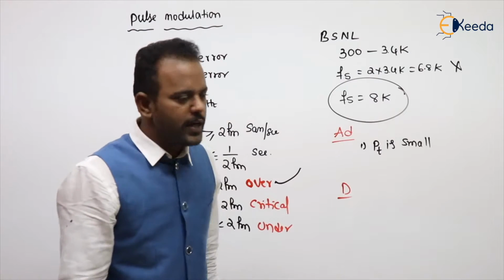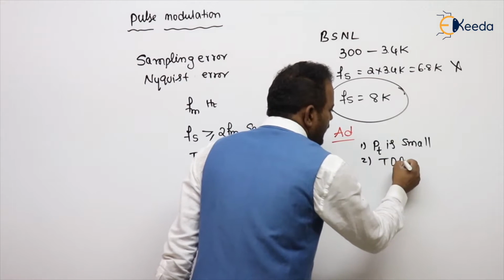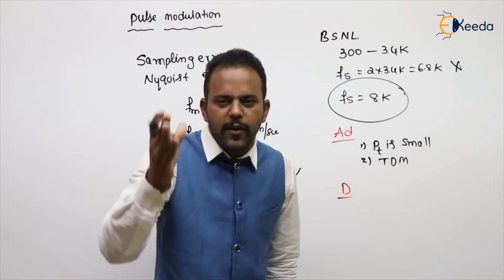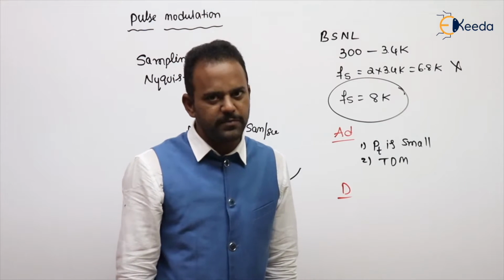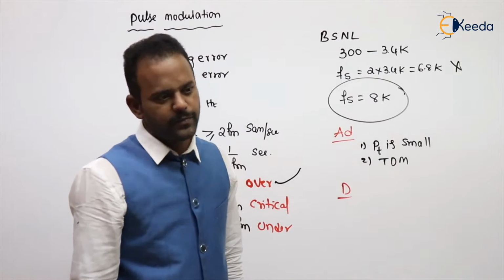Second advantage is, students, this is a natural provision for TDM, time division multiplexing. We cannot go for TDM with analog modulation schemes. With pulse modulation schemes, we can go.